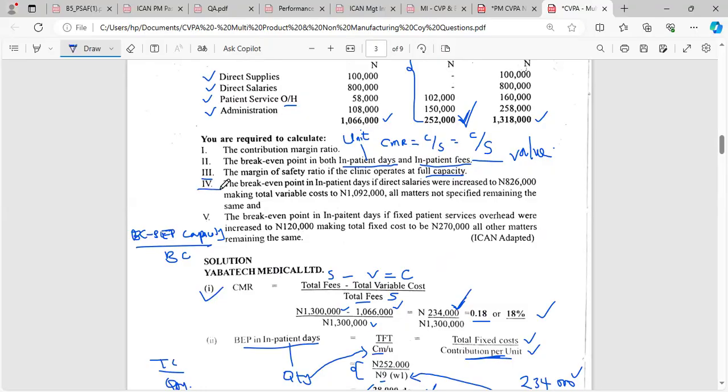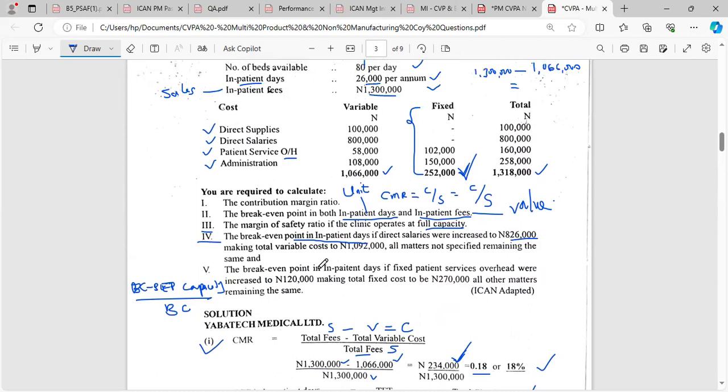Okay, IV. They want us to compute the break-even points in inpatient days if direct salaries were increased to 826,000. Where is direct salary? This is it. It was formerly 800,000. And we are told that if we now increase 800,000 to 826,000, our total variable cost becomes 1,092,000.